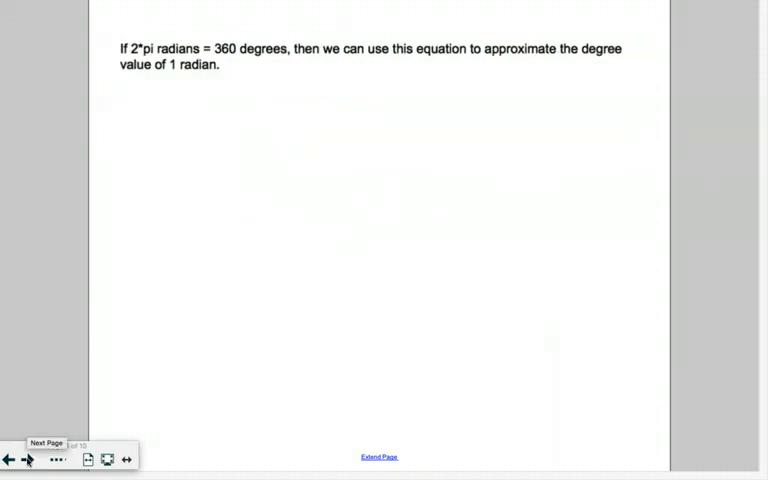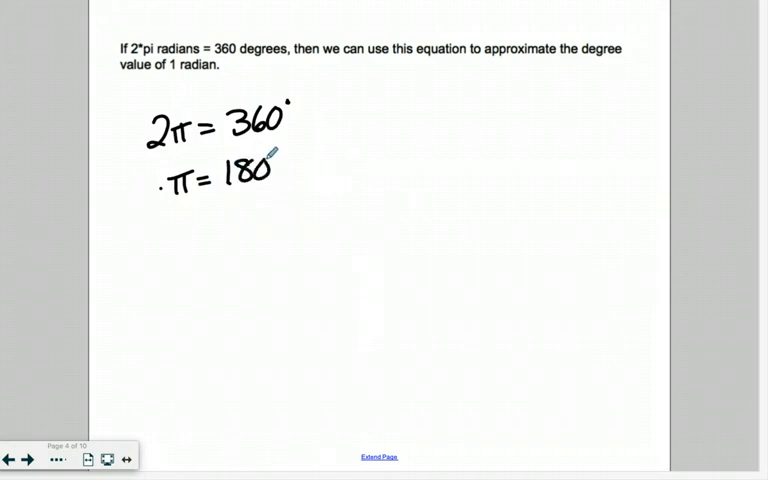So because of that, we can actually get an approximate degree value of 1 radian, right? So remember we talked about that 2 pi was the same as 360 degrees, right? We also said that that meant that pi was equal to 180 degrees. So if we wanted to figure out an approximate degree value for 1 radian, what we end up doing is we take our 1 radian and we multiply it by 180 degrees over pi.